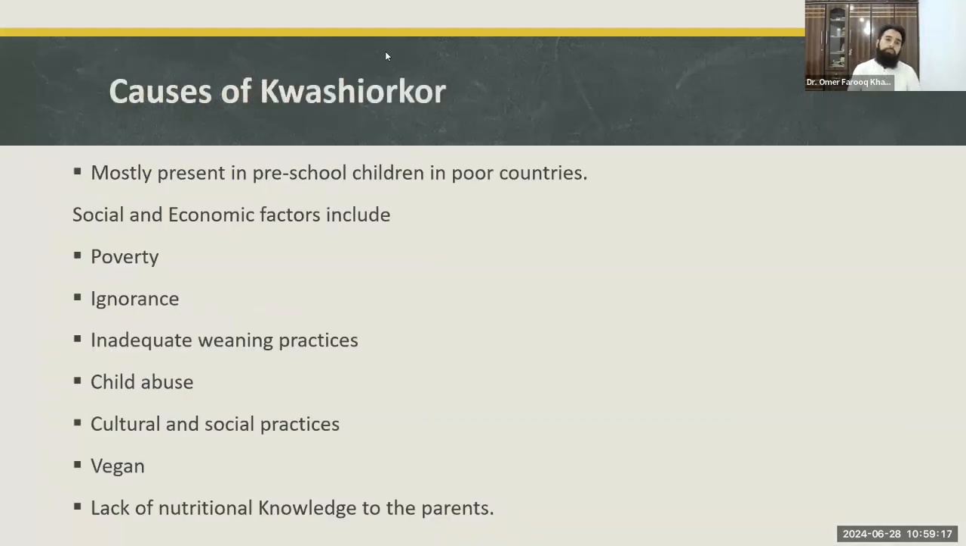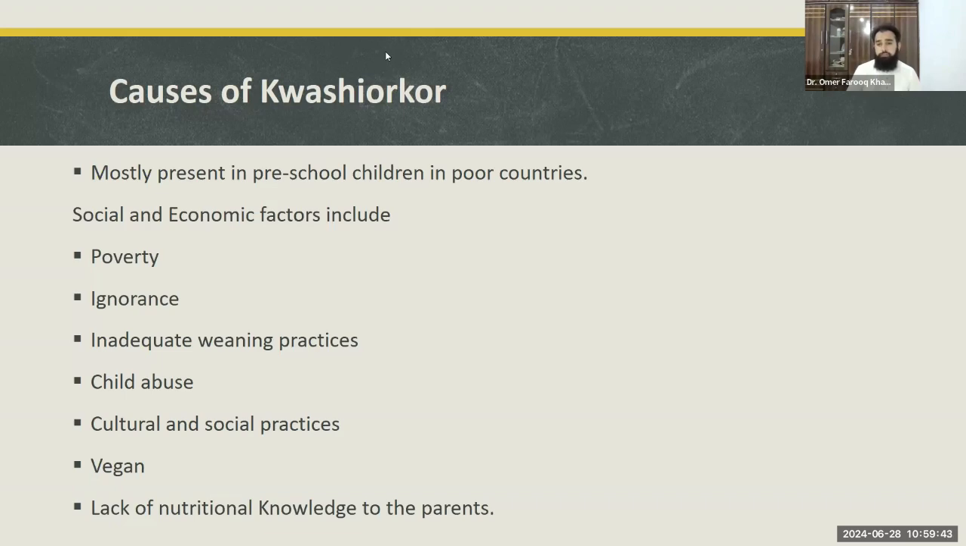So the causes of kwashiorkor are mostly present in preschool children in poor countries. Social and economic factors include poverty, ignorance in the parents, inadequate weaning practices. There is no proper weaning. They keep giving only one kind of diet to the children. They keep giving only bread, and there is no specific form of protein given to the children. Then there is child abuse.